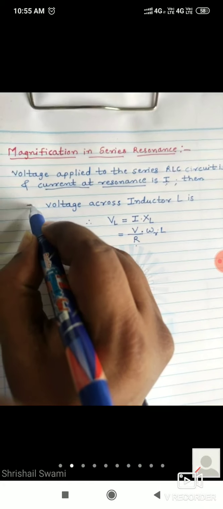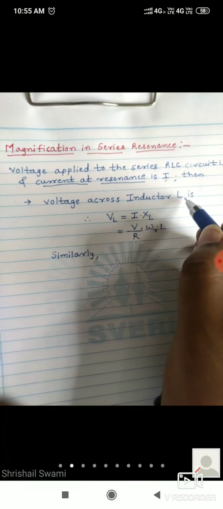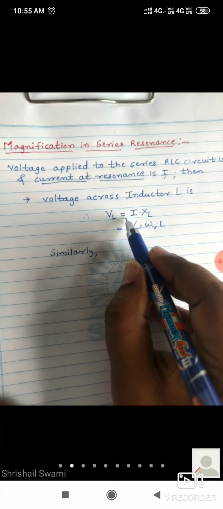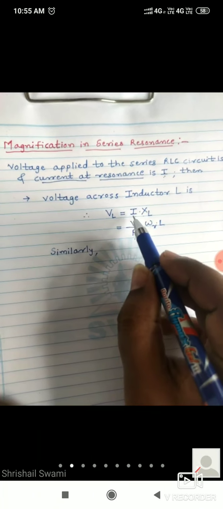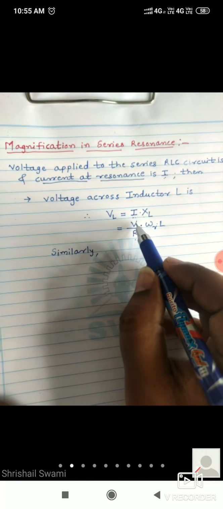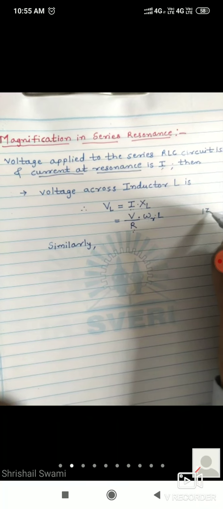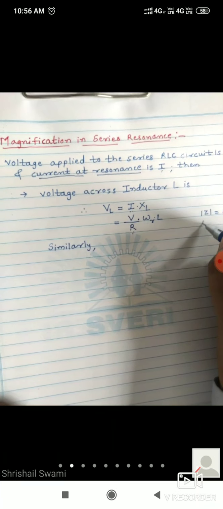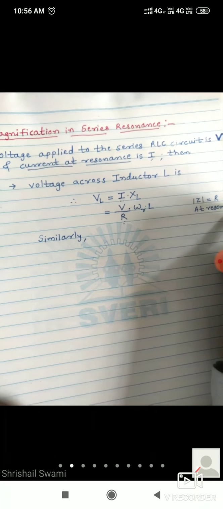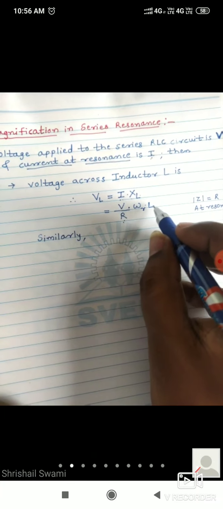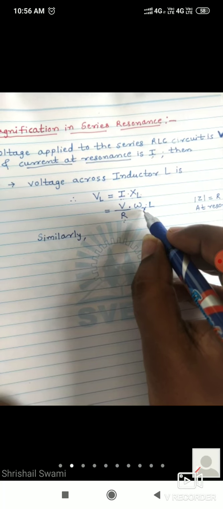The first point is that the voltage across the inductor at resonance, VL, is equal to I into XL. The value of I is replaced by V divided by R. Why R? Because at resonance the value of Z is equal to R. XL is replaced by omega r into L, where r is referred to resonance.